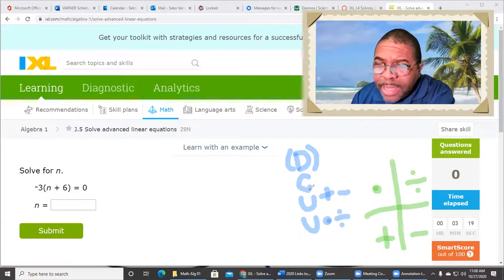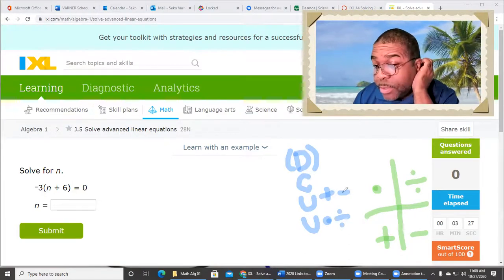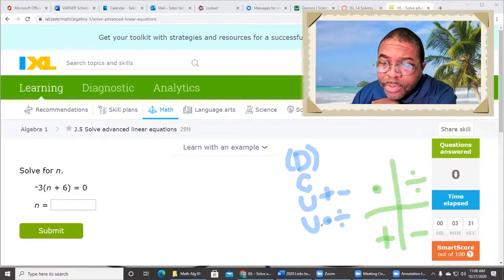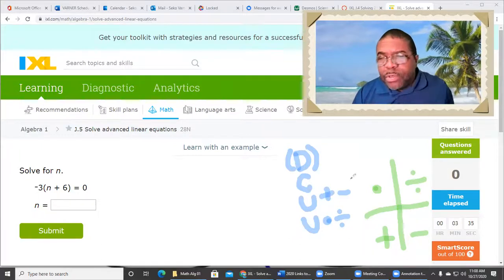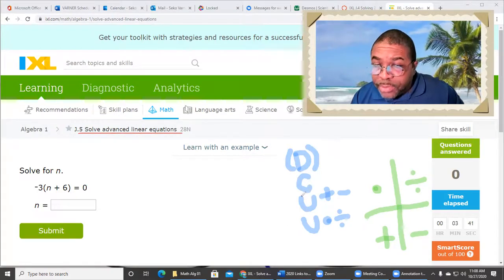C would be combine like terms. U, the first U is you're going to undo with addition or subtraction. Finally, you're going to undo with either multiplication or division. So if you use these strategies, you'll be able to solve advanced linear equations.